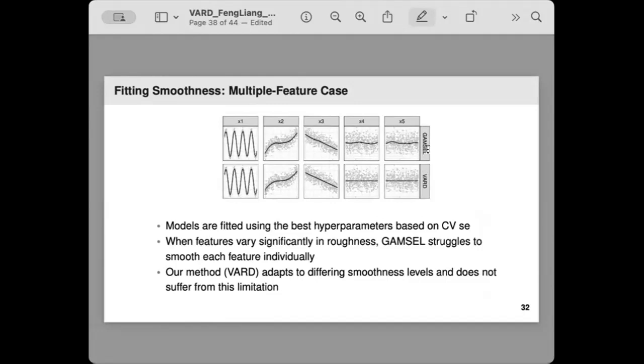For example, GAMSEL didn't recognize that x4 and x5 are irrelevant. It didn't give a linear fit for x3. And even for the two nonlinear fits, if you take a closer look, you'll find it misses the top part, the peak. So this confirms our earlier comments about the drawbacks of GAMSEL.